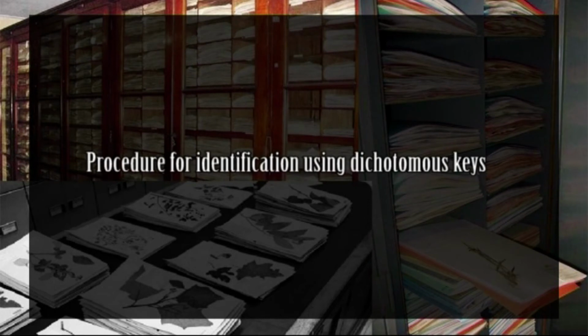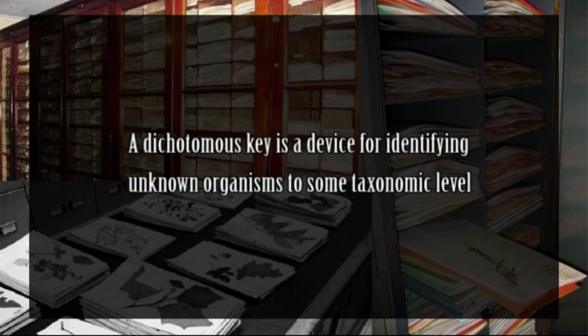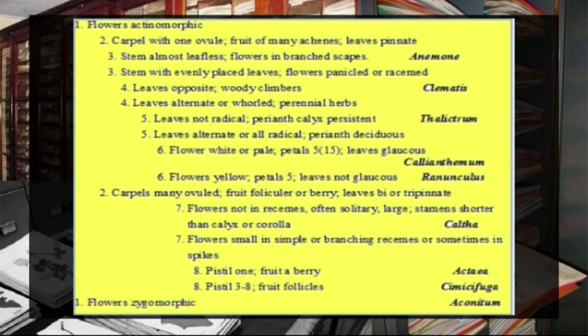Now, we discuss the procedure for identification using dichotomous keys. A dichotomous key is a device for identifying unknown organisms to some taxonomic level, that is up to species, genus or family level. It is constructed of a series of couplets, each consisting of two statements describing characteristics of a particular organism or group of organisms.